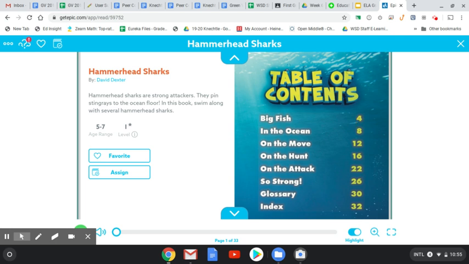So when we get to page 4, you will see big fish. And then in the ocean, on the move, on the hunt. Ooh, they must hunt. On the attack. So strong. Wow. Hammerhead sharks must be really strong if we're going to learn that they're strong. Glossary, which we'll talk about when we get there, and index is something else that we see in nonfiction books that we'll talk about when we get there. So these are all the important parts of the book that we'll be seeing. So let's get started.